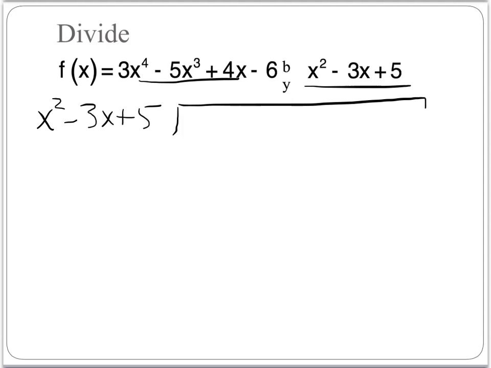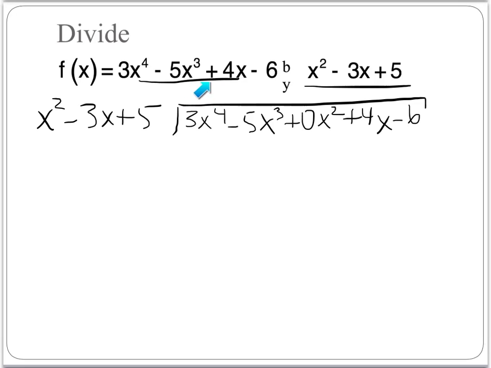And just like we would with regular numbers, we need to fill in what's missing in the polynomial. So if we look at the first one, we have 3x to the fourth minus 5x cubed, and we're missing that x squared in between. So we've got to plug in a 0x squared. That way we don't forget or combine like terms in the wrong spots. And then 4x minus 6.